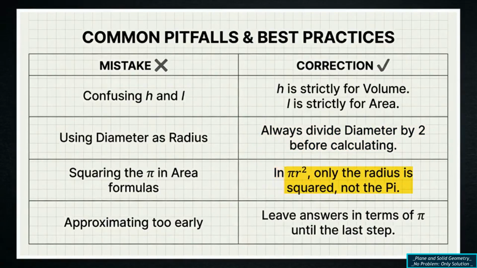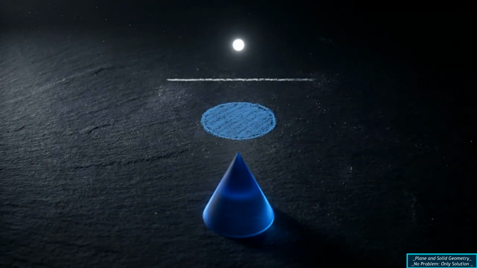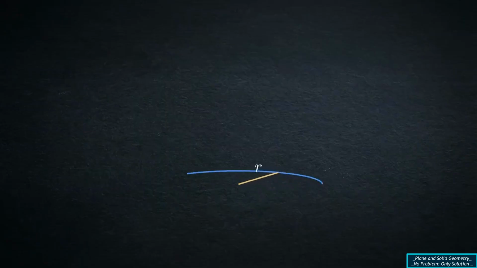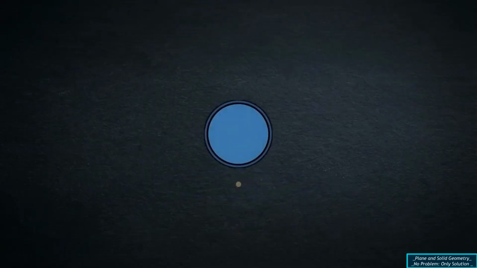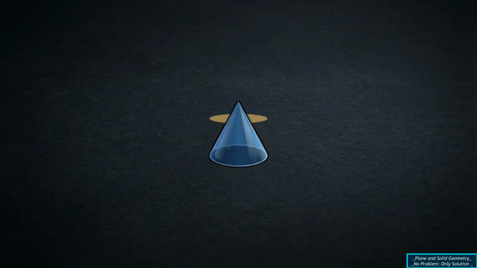The cone is a hierarchy of dimensions. Understanding how these one-dimensional measurements construct two-dimensional surfaces and three-dimensional volumes allows you to navigate the relationship between area and capacity.